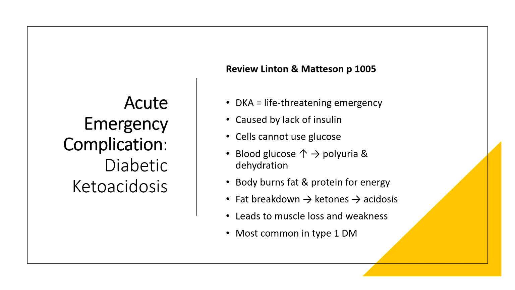All right, one of the things that we're going to talk about is diabetic ketoacidosis. You see up on the top of the slide, it does say that you need to review in your reading page 1005. Okay, so diabetic ketoacidosis, or we call it DKA, occurs when there's not enough insulin in the body.